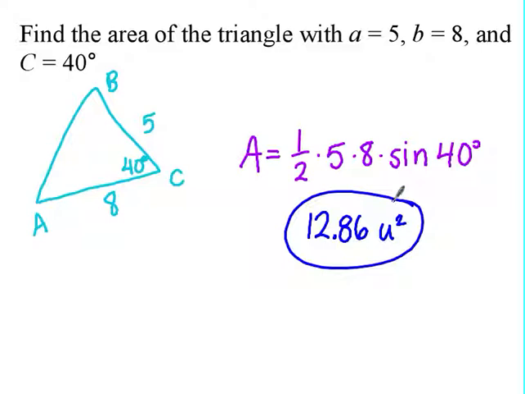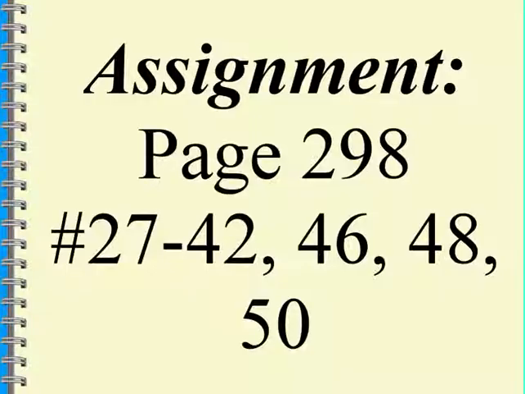So we've actually covered a lot of information. Two formulas for law of cosines, two formulas for area of a triangle, but they always work. What you need to do now is add more on to your assignment from yesterday: 27 through 42, 46, 48, and 50. And remember, you have a quiz tomorrow.